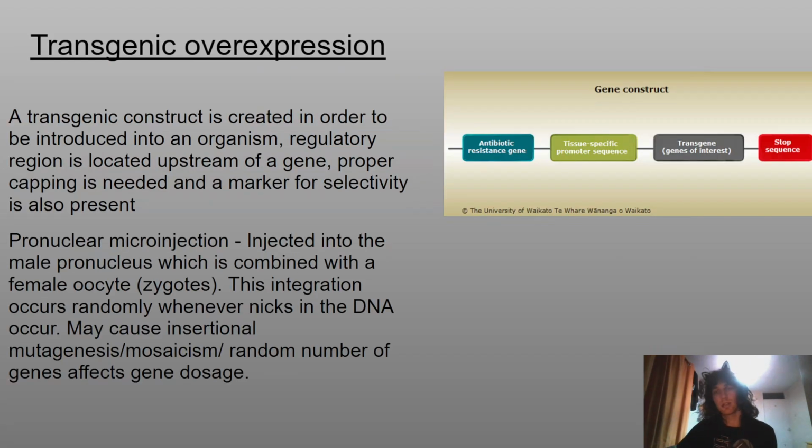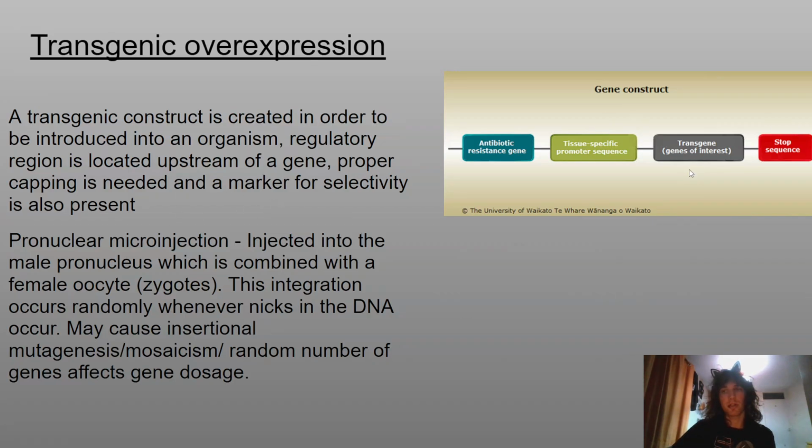Very cool. So we'll look at transgenic overexpression, sometimes called ectopic overexpression, if the gene of interest is expressed in a different tissue than it originally was. A transgenic construct is created where you have your transgene, your gene of interest, and upstream of it is a promoter sequence. It doesn't have to be tissue specific, but there is a promoter sequence there, which helps you regulate the expression of this gene.